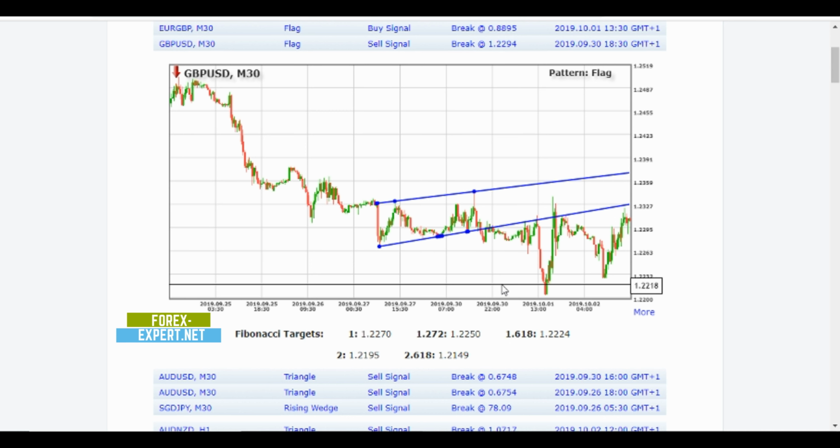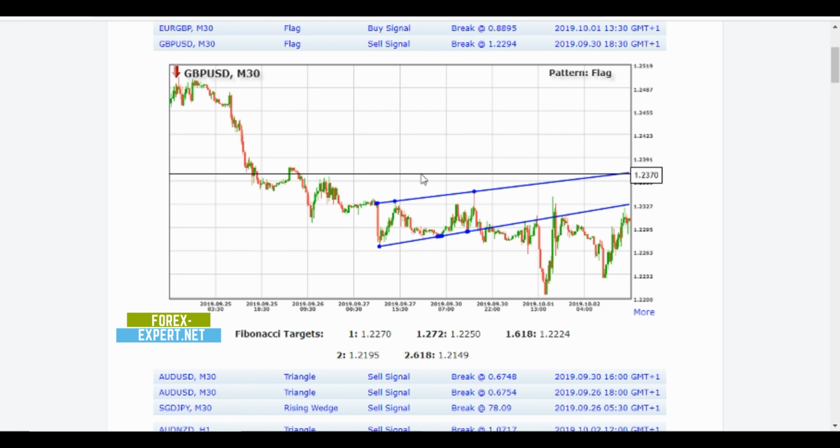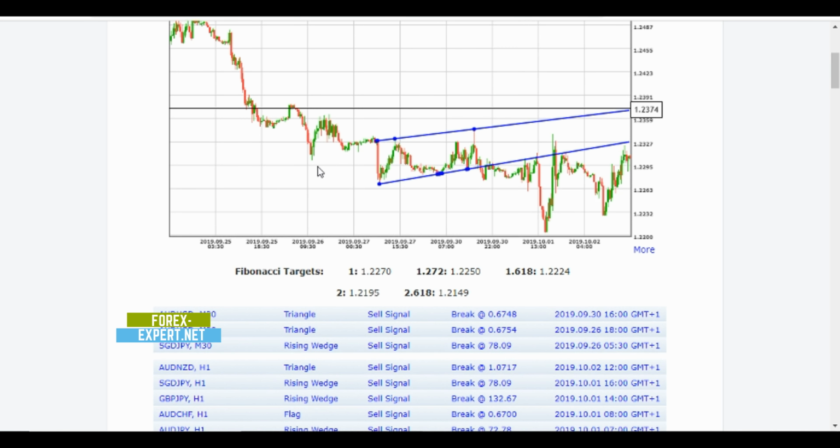Okay. The break at 1.2294 going down to 1.2206. So easily reaching the 1.618 Fibonacci extension. Okay. If you make things simple, then you will trade better. Okay. Don't complicate your trading.